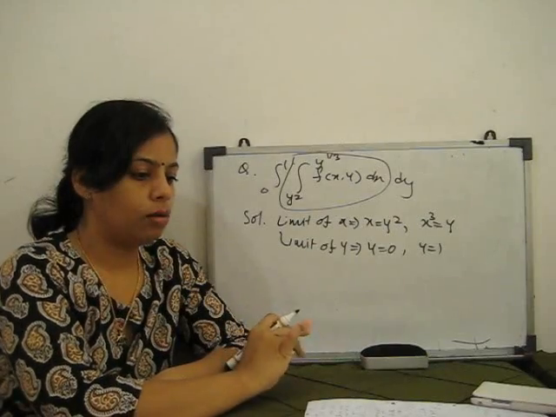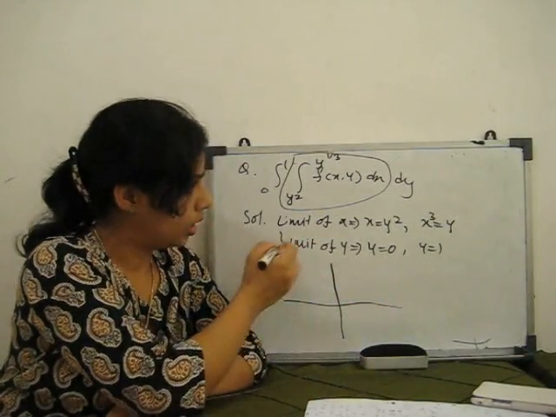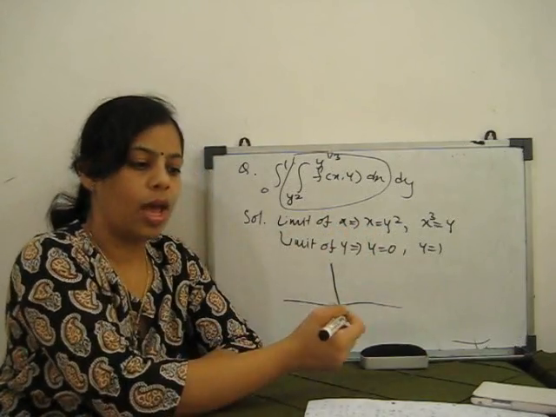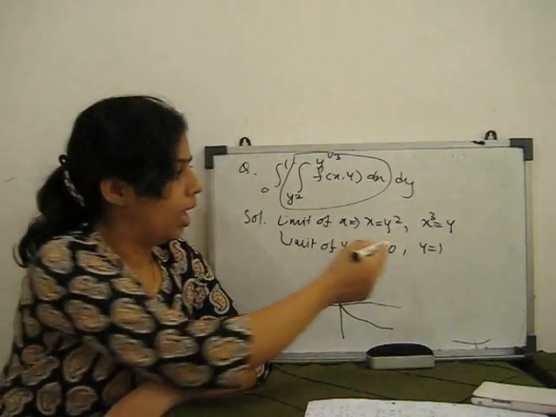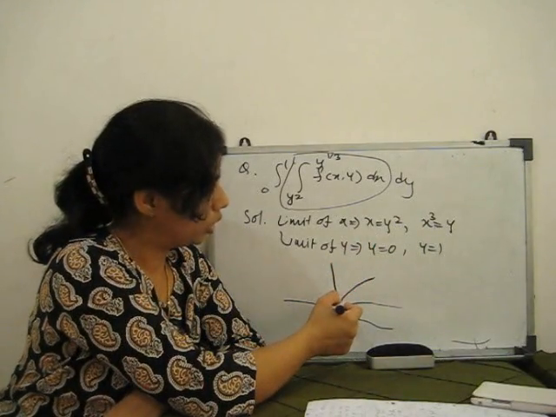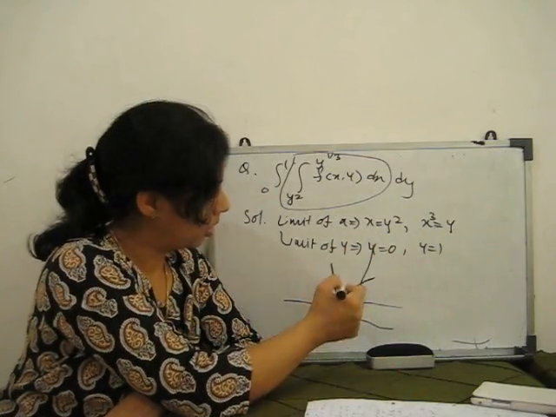So what is this? When you plot, this is the curve y square equal to x, and this is x cube equal to y. When you plot, it goes like that. So our common region is this.